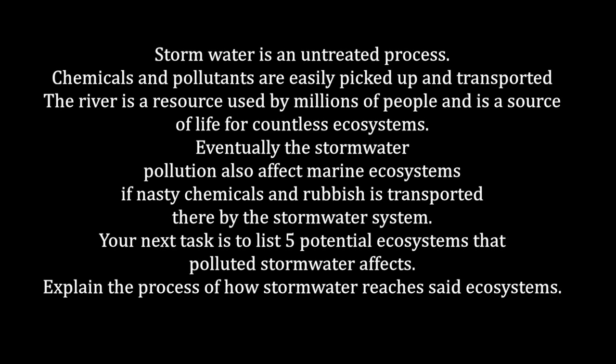Let's just reflect on how urbanisation and stormwater affect the terrestrial and the aquatic biomes. Stormwater is an untreated process. Chemicals and pollutants are easily picked up and transported. The river is a resource used by millions of people and is a source of life for countless ecosystems. Eventually, the stormwater pollutant also affects marine ecosystems if nasty chemicals and rubbish are transported there by stormwater systems.